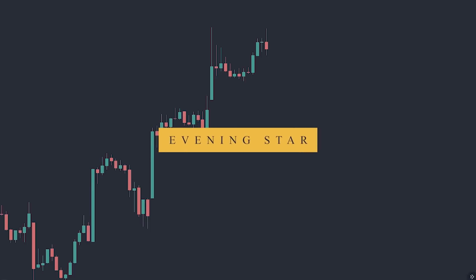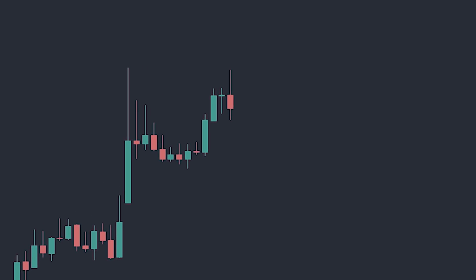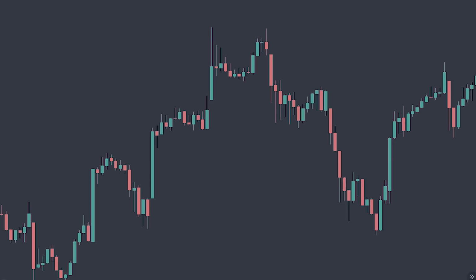Okay, the evening star here is just the opposite of what we have seen, right? There's a green candle, there's a pause, and there's a red candle almost at the top, right? So at this point, you can enter here, keeping your risk above the area, and you can trail your stop loss, and that is exactly how it has worked. So you can set your target based on the move.